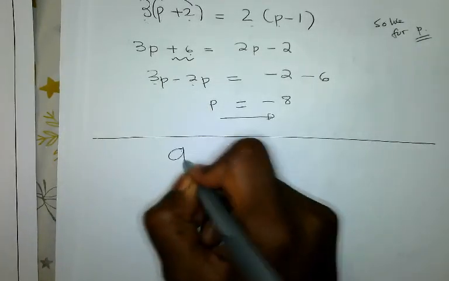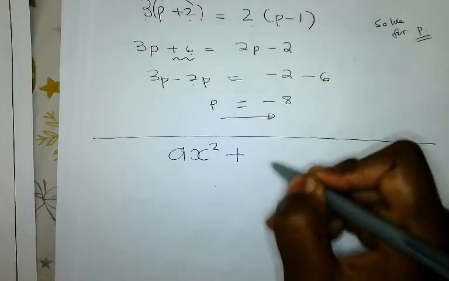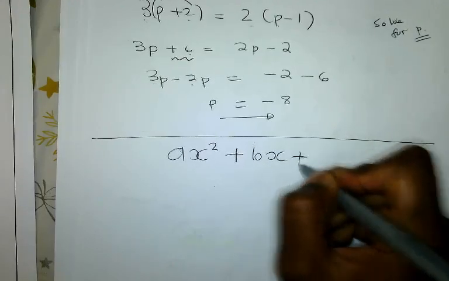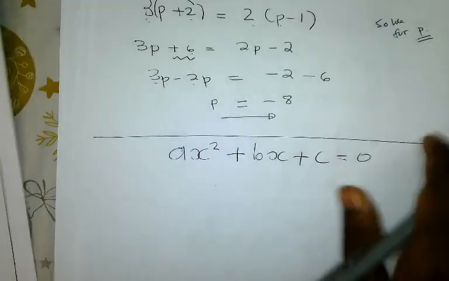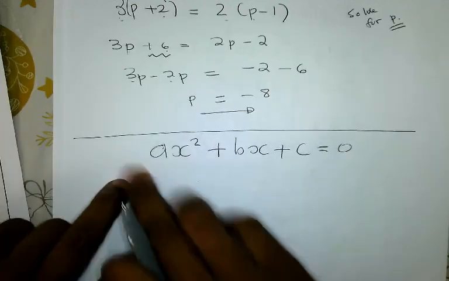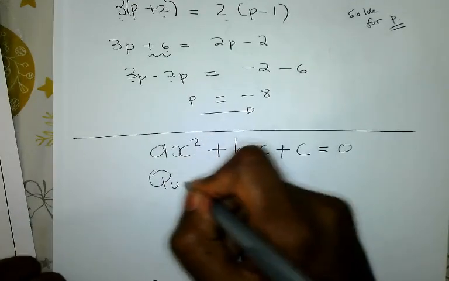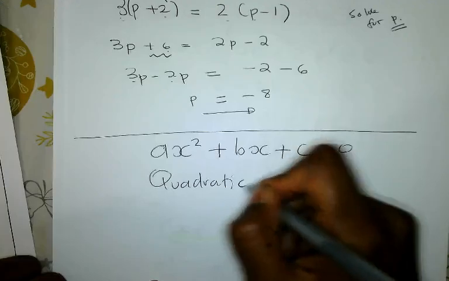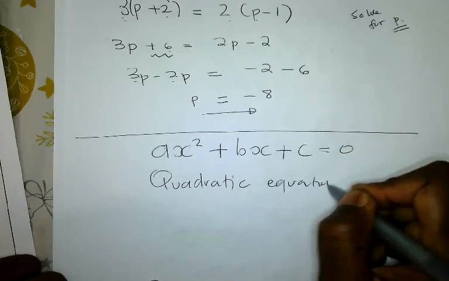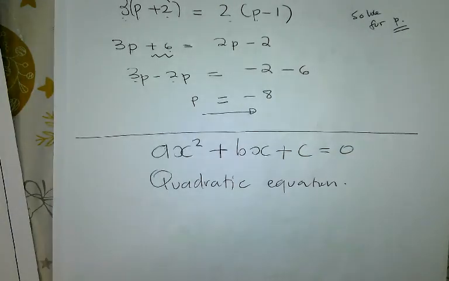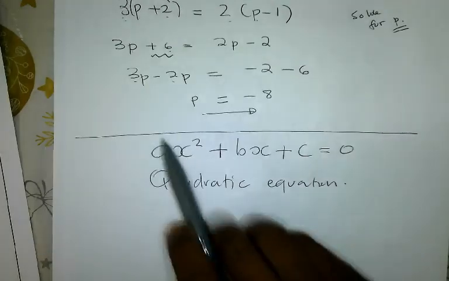You need to have your equation in a standard form. But remember, before we do quadratic equations, we did factorization. You had to know how to factorize a trinomial. What is a trinomial? A trinomial is any expression of a polynomial that has 3 terms. So 1, 2, 3.